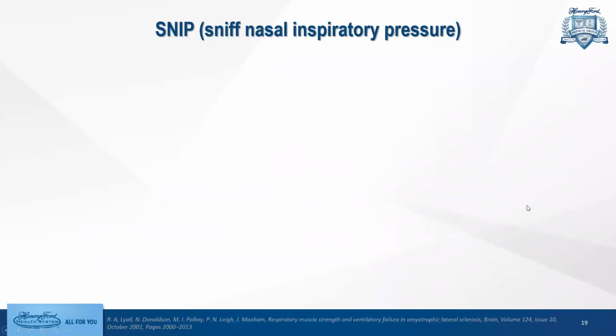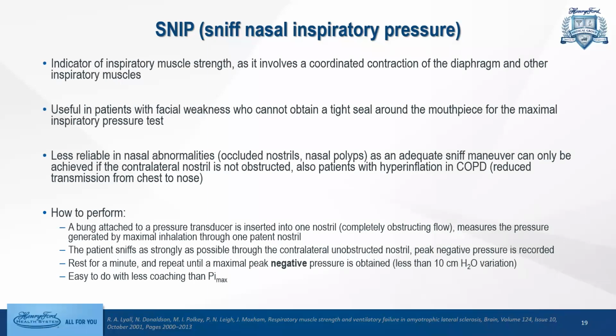SNIP, or sniff nasal inspiratory pressure, is an indicator for inspiratory muscle strength. It can assess contraction of the diaphragm and other inspiratory muscles. When do you use this maneuver? This is useful in patients with ALS or other types of muscular weakness that have facial weakness who cannot obtain a tight seal around the mouthpiece for maximal inspiratory pressure maneuvers. Whenever you have nasal abnormalities, it's going to be less reliable, especially if you have occluded nostrils or nasal polyps. And I'm going to show you the device that we do it with, and that will make some sense.